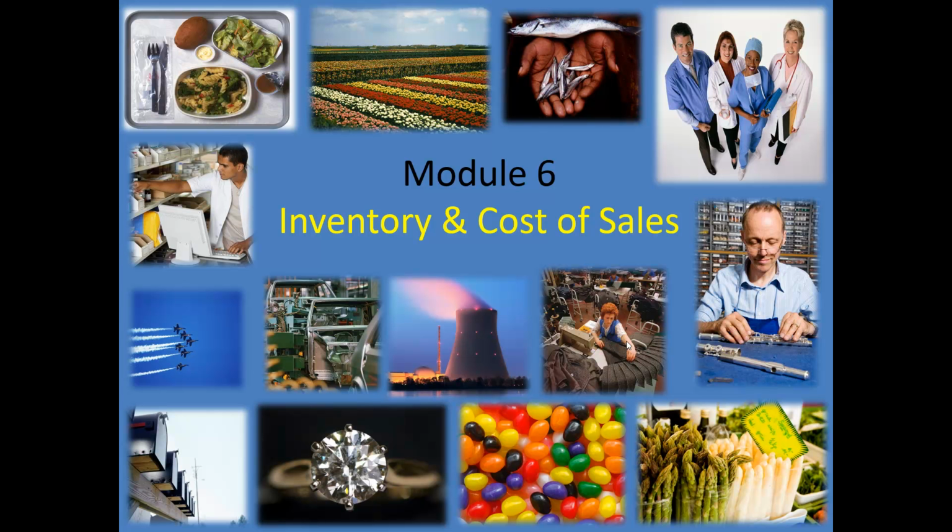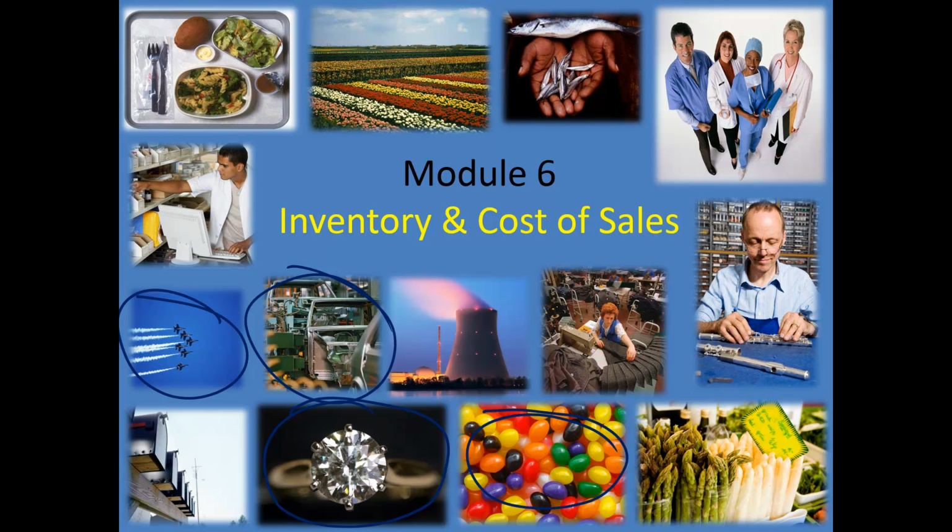And here are some examples of inventory, and they all have their own idiosyncrasies and problems. So how I would account for inventory such as jelly beans is very different from how I would account for inventory such as diamond rings. Diamond rings, I would use what's called the specific identification method, where I identify each and every diamond separately and count them separately. Same thing with jet planes or automobiles. We track them by their unique VIN numbers.